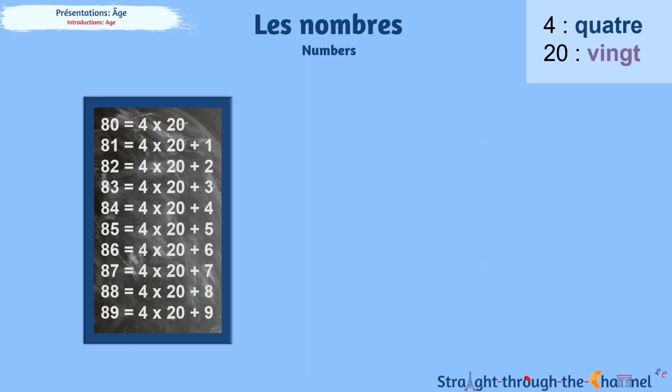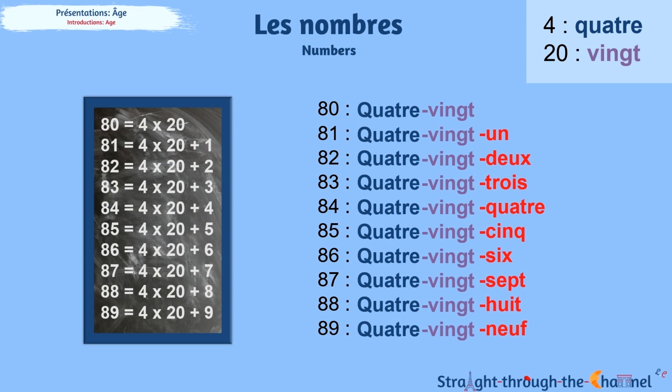For 80, we are pushing the maths even further, saying that 80 equals 4 times 20, which gives something like 80, 81, 82, 83, 84, 85, 86, 87, 88, 89.